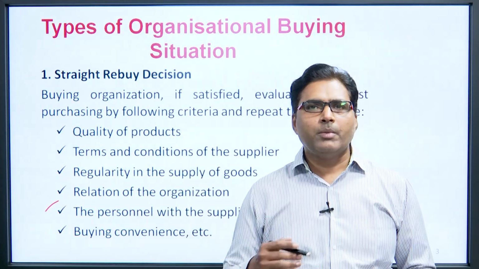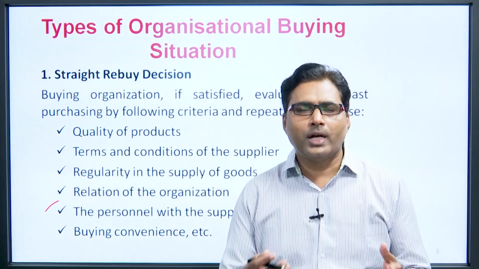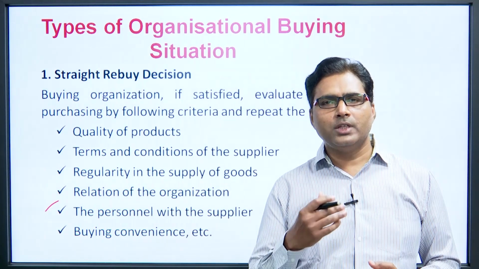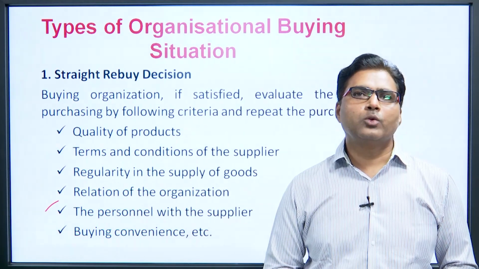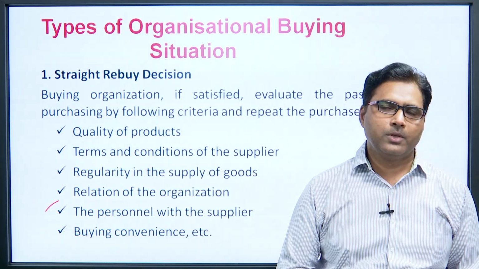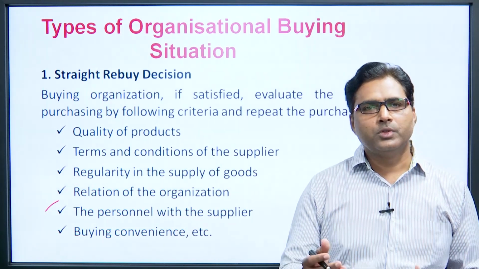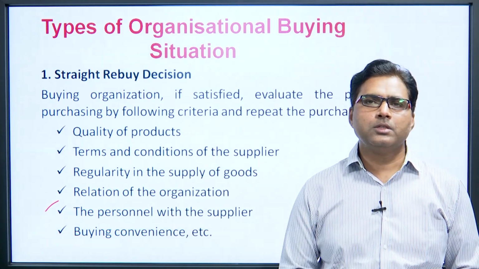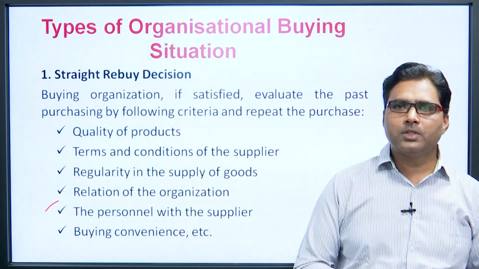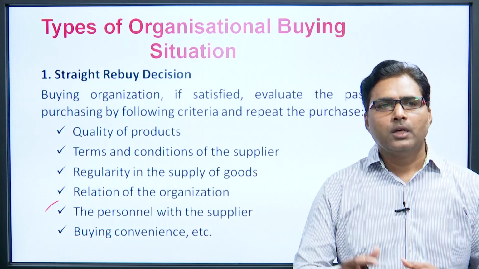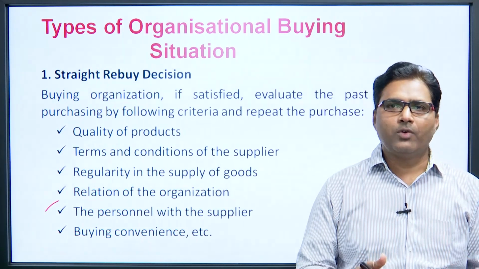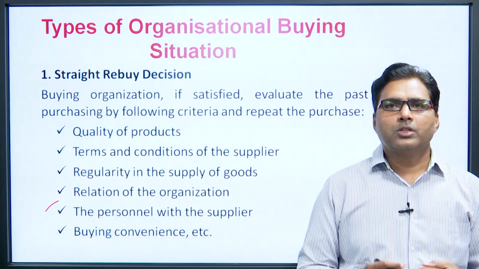See, there may be different kinds of products that may be used for the daily operations, or for the routine purposes. So, straight rebuy decisions are taken for those products which are used in these kinds of operations, means they may be the raw material, they may be the services that are being used by the buyer on the daily basis for the production or manufacturing of the goods, or the creation of the services.